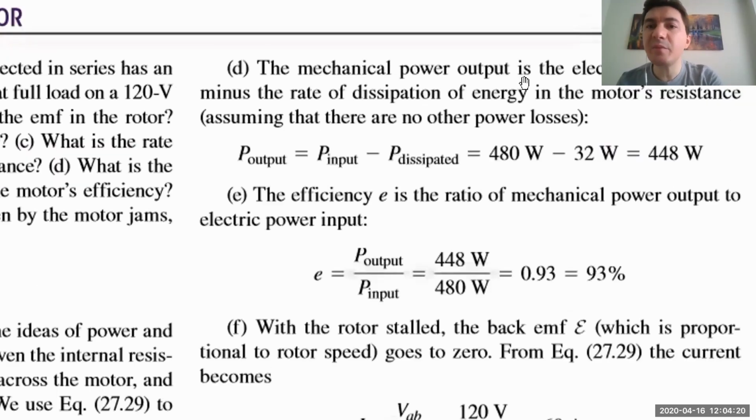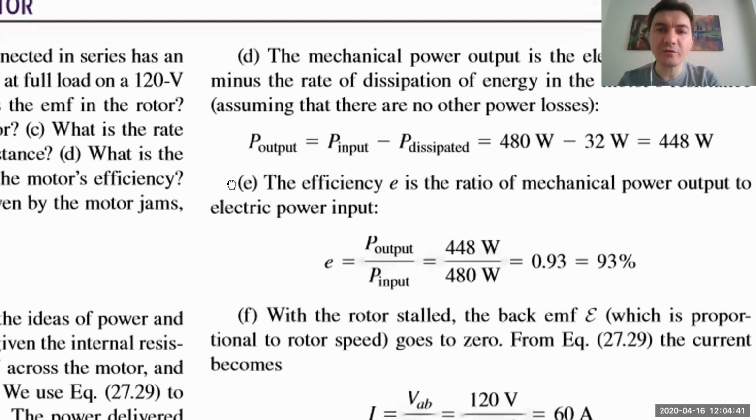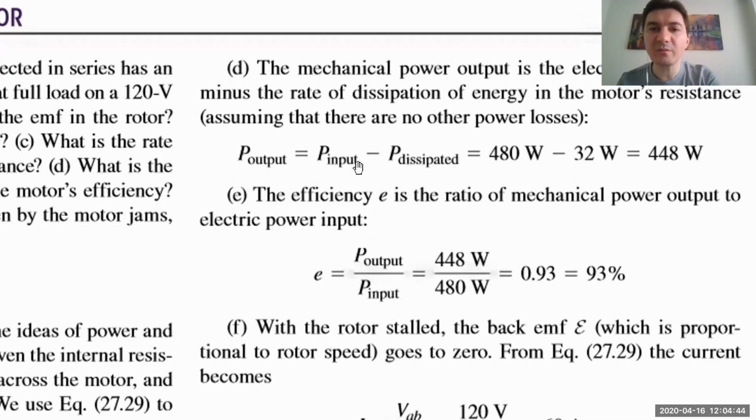The mechanical power output is the electrical power input minus the rate of dissipation of energy in the motor's resistance, assuming that there are no other power losses in the system. So look at that one. This is the power output, which is asked in the question. The power input we have calculated is 480 watt, and the power dissipated is 32 watt. Then the power output is 448 watt.